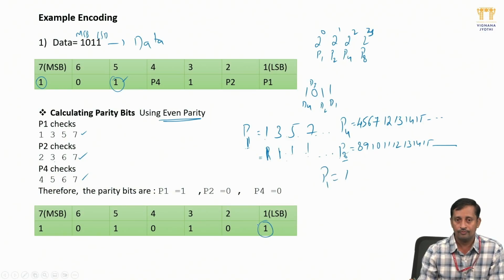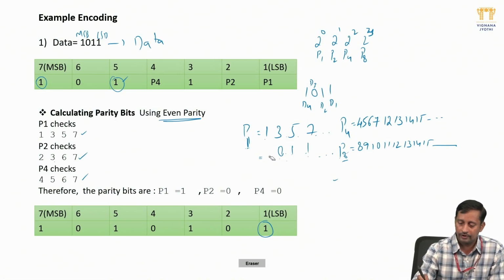For example, if I have the third position as 0, and then need to find the value of P1 using even parity, what will be the value of P1? I have 2 ones. So 2 is already an even number. So P1 should now be 0. Then only the number of ones is even. That is how we need to find out the value of P1.